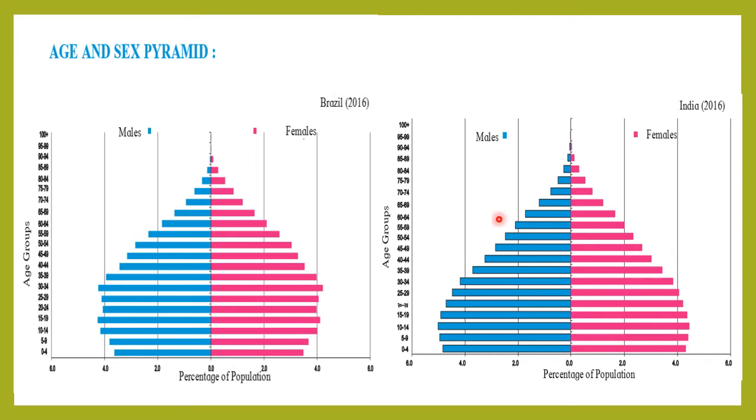Then we have blue lines in this graph too. Blue lines indicate the male population and pink lines the female population, and this is the graph of India. Graph reading is also an important skill, because if you know how to read the graph properly, you will be able to answer the questions asked in the board exams properly.